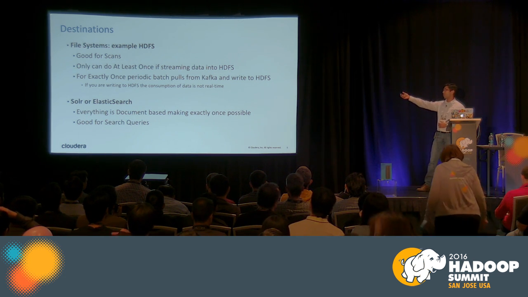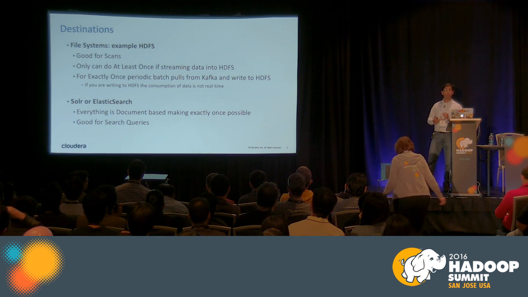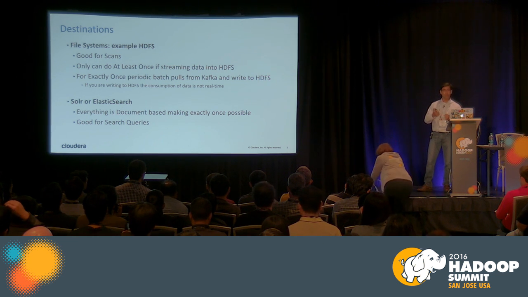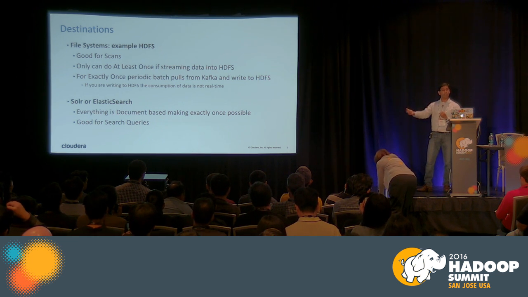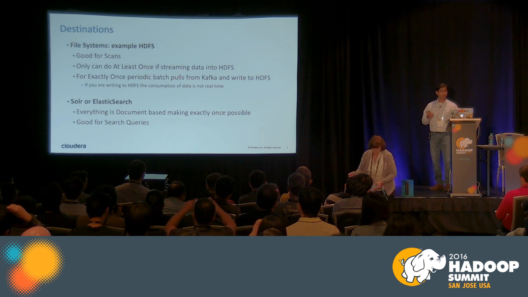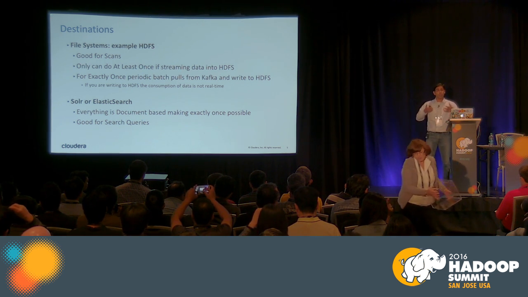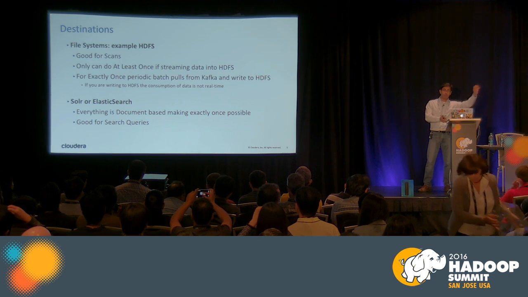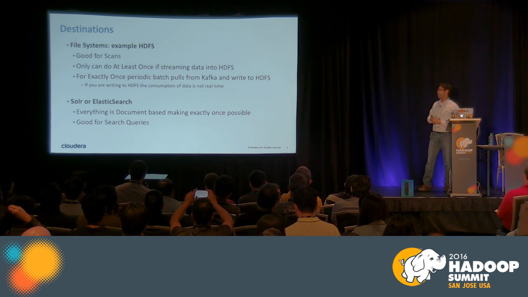So you're probably often just better off doing a batch pull from Kafka using some system like Camus, and writing to HDFS. And if you're doing these batch pulls, you can guarantee exactly-once semantics. But then again, that may be moot because do remember, the producers cannot guarantee exactly-once semantics.